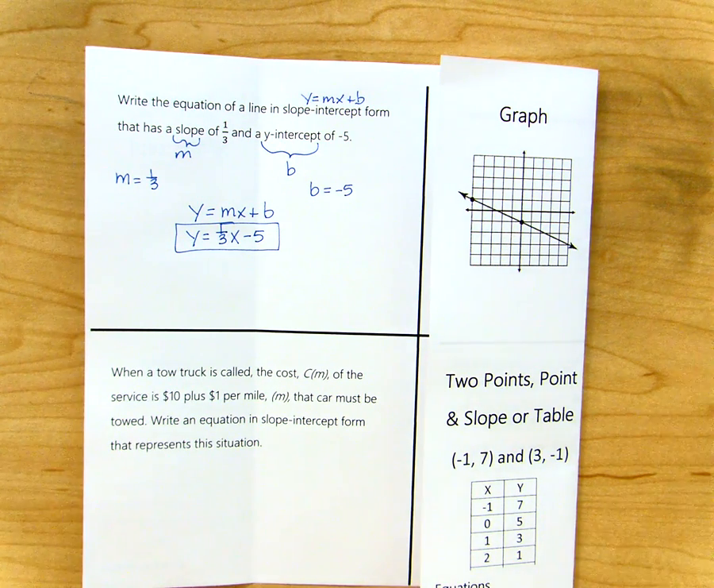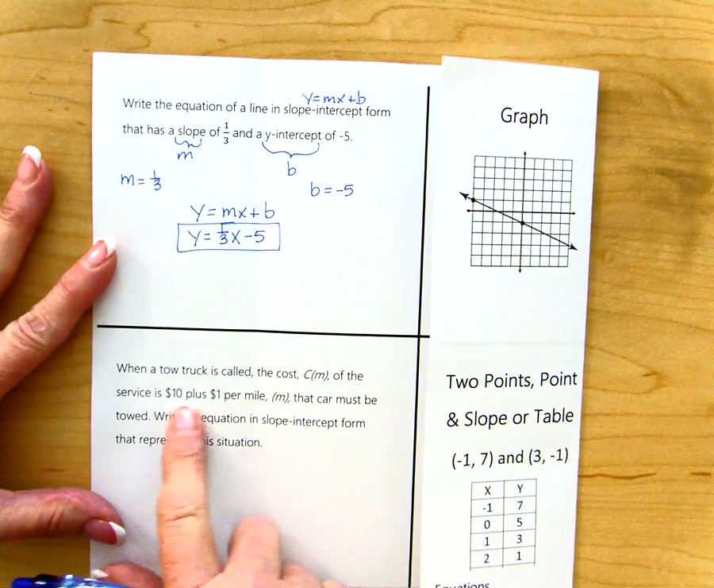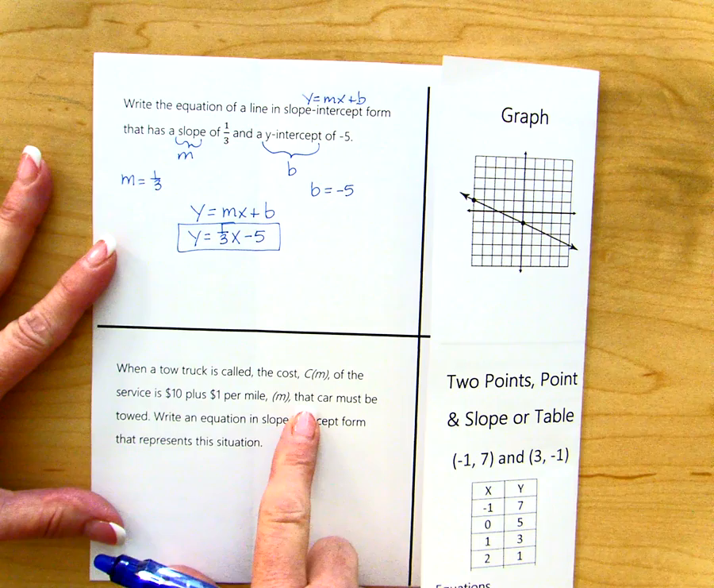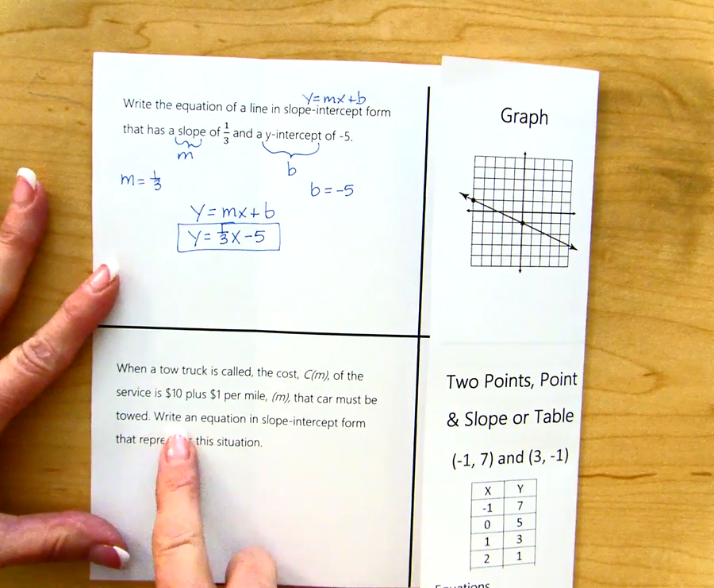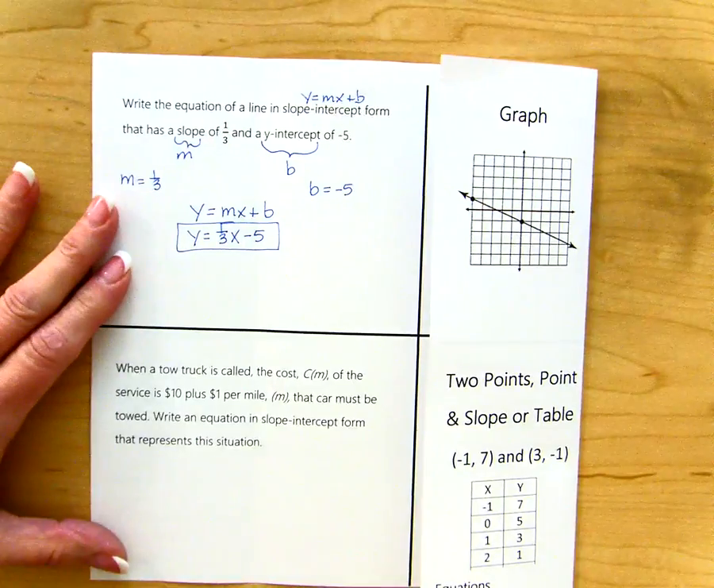The next example is a word problem. When a tow truck is called, the cost C of M of the service is $10 plus $1 per mile. That car must be towed. Write an equation in slope-intercept form that represents the situation.